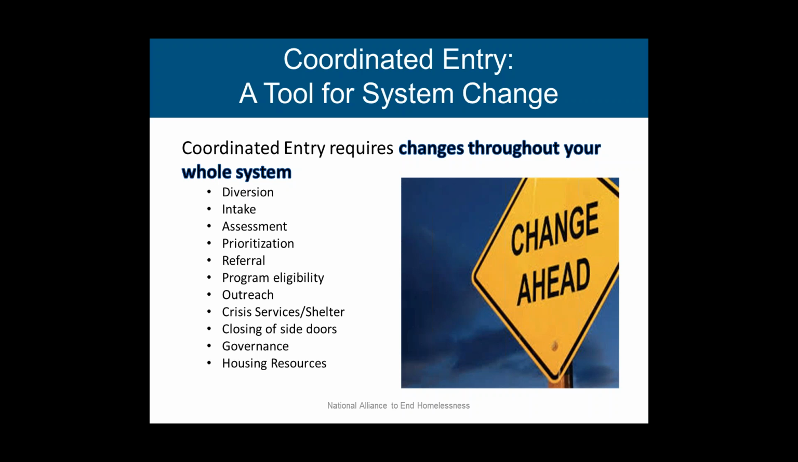Again, changes throughout your whole system means looking at diversion. If you don't have diversion, what does that mean? How do you create it? How do you build that in? Your intake, everyone has very different intake processes. Finding a common assessment, figuring out what community priorities are. What is your referral system going to be throughout the whole system?